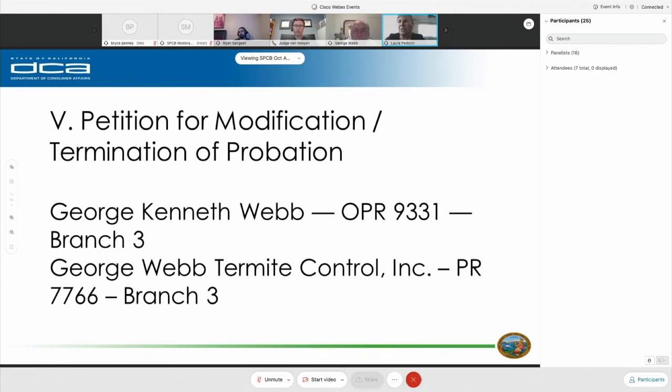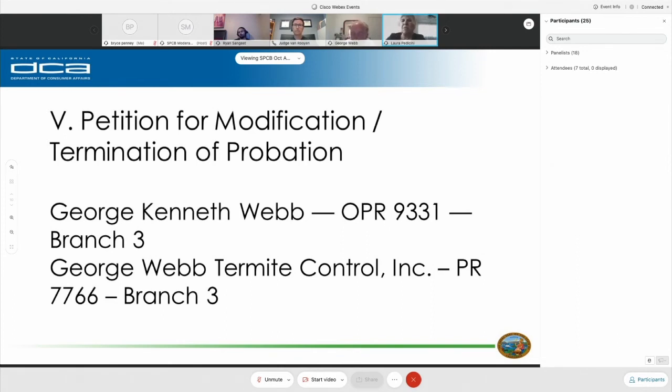I would first like to mark for identification and offer into evidence the packet for Exhibit 1, which contains the original petition packet and all accompanying documents. And that packet was previously provided to Mr. Webb, the petitioner, as well as to the administrative law judge.